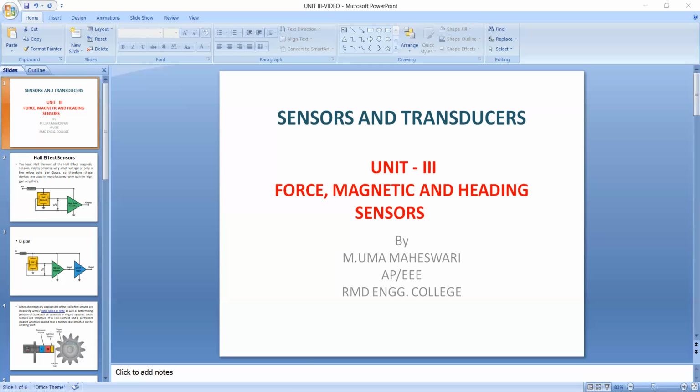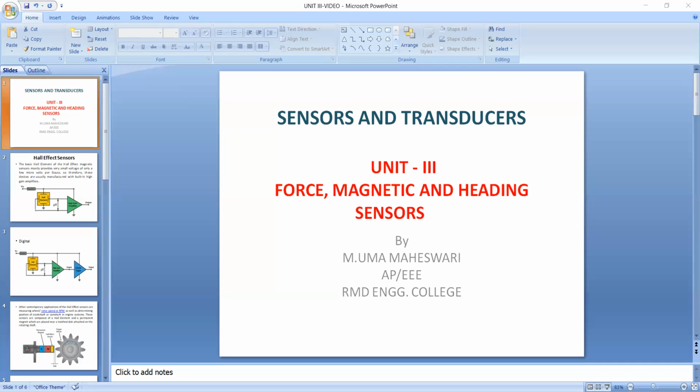Now, Hall effect sensors, based on the types of output, are classified as digital Hall effect sensors and analog output type Hall effect sensors. Now, this is the diagram for the analog output type Hall effect sensor.